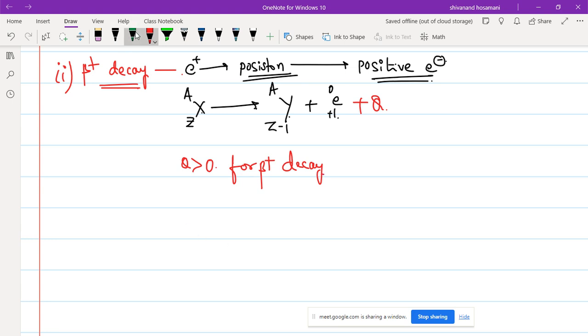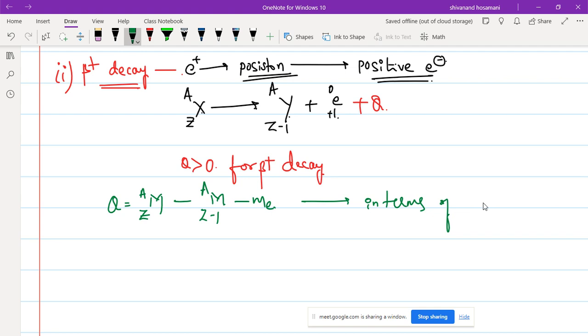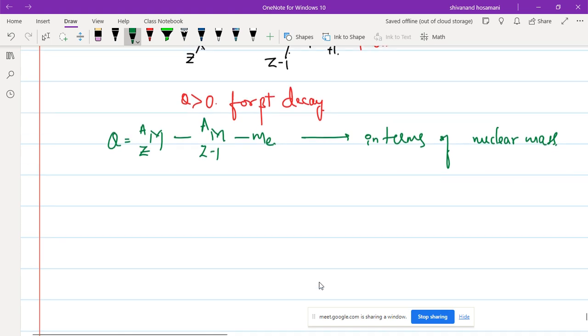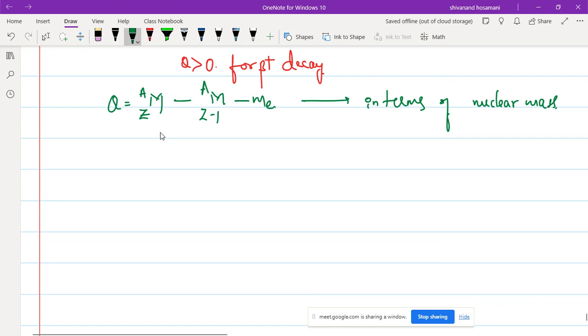Q is given in terms of nuclear mass as Q equals the mass of the nucleus with atomic number Z and mass number A, minus the mass of the nucleus with Z minus 1 and the same mass number A. These are isobars. So this is in terms of nuclear mass. Similarly, you can represent it in terms of nuclear mass. So if I go through this as Q greater than 0.